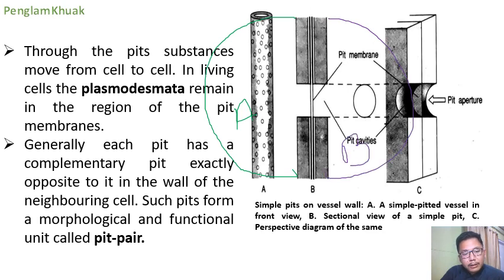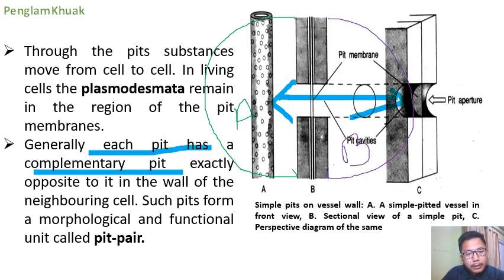Within these cells A and B, plasmodesmata are present, because through plasmodesmata the protoplasm of living cells is interconnected. I have already discussed the function of plasmodesmata in plant anatomy lecture 3. Generally, a pit has a complementary pit exactly opposite to it on the wall of the neighboring cell. Such pits form a morphological and functional unit called a pit pair.